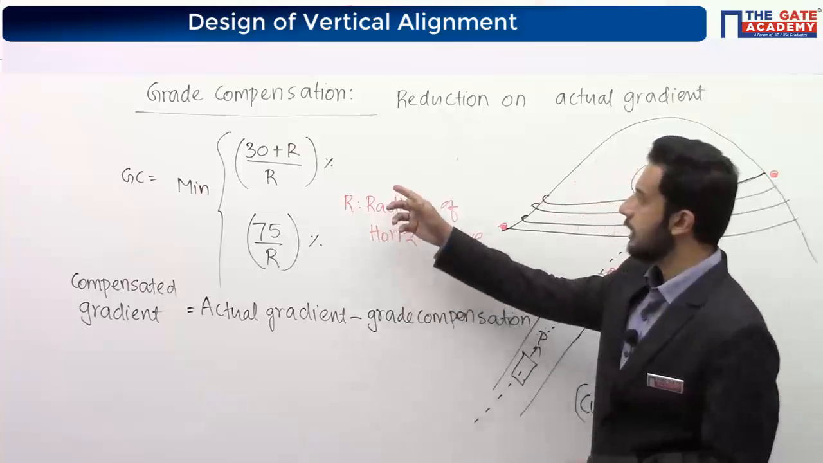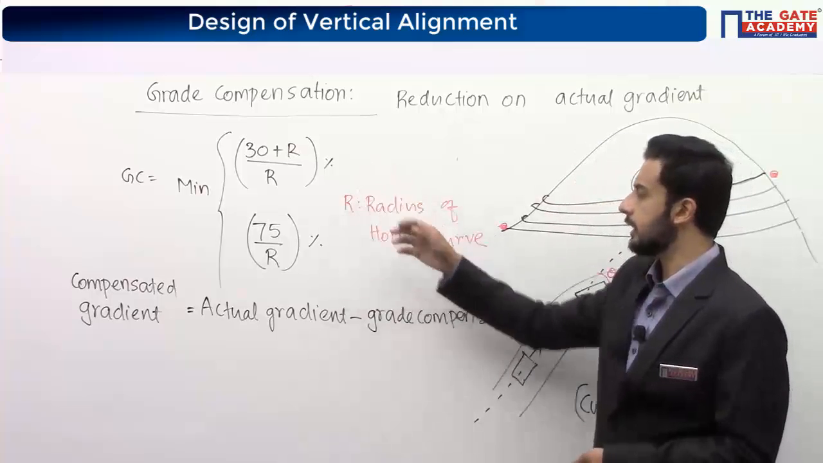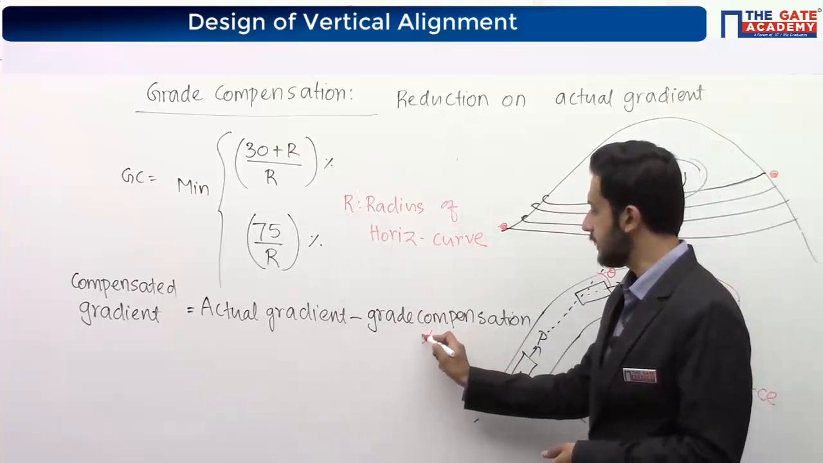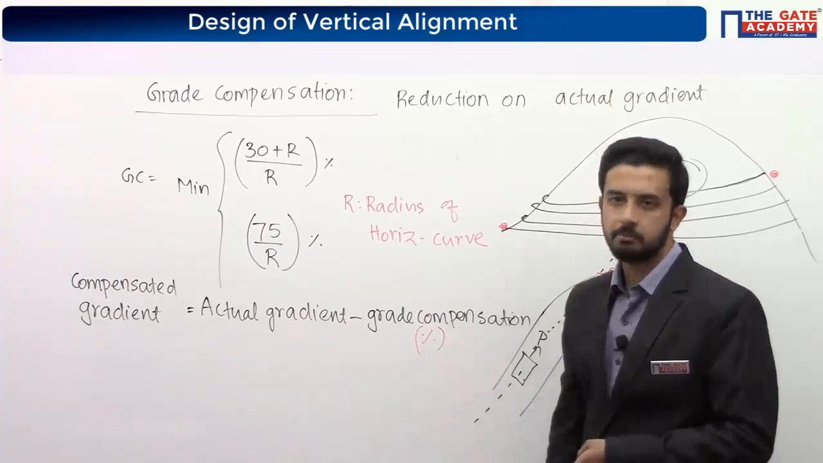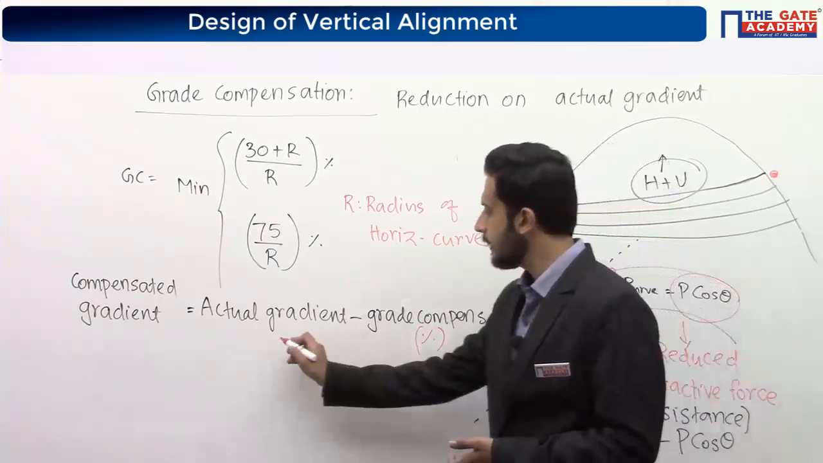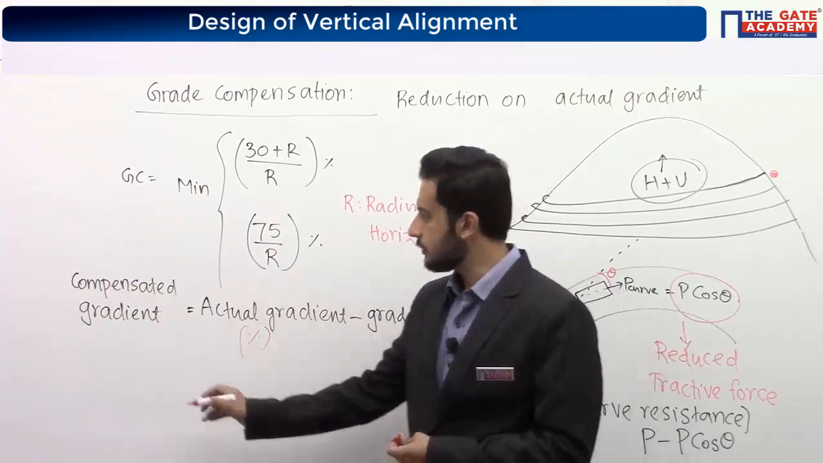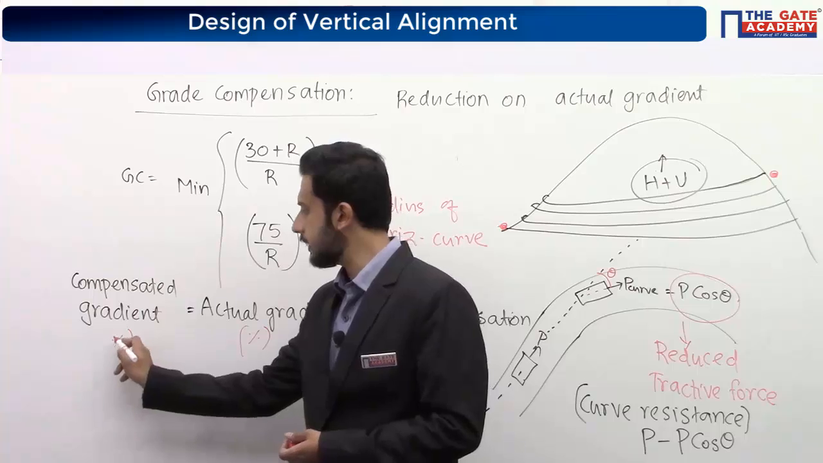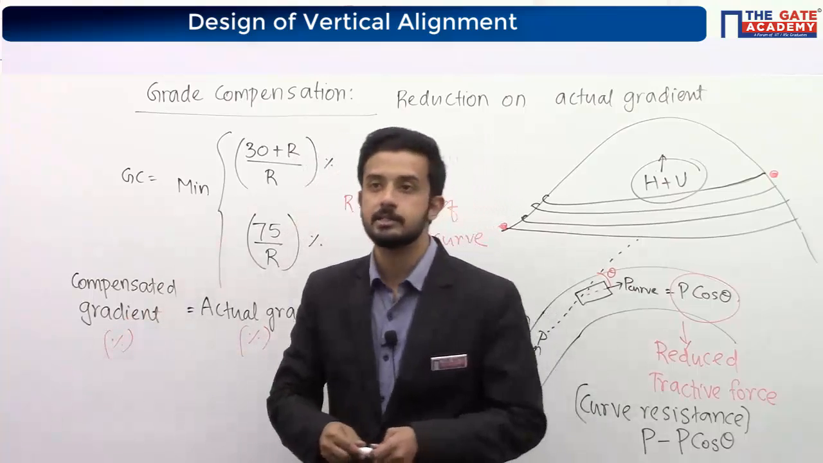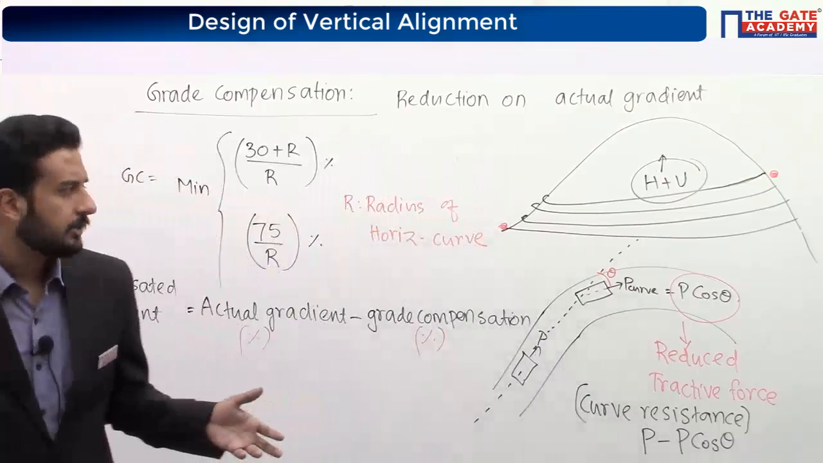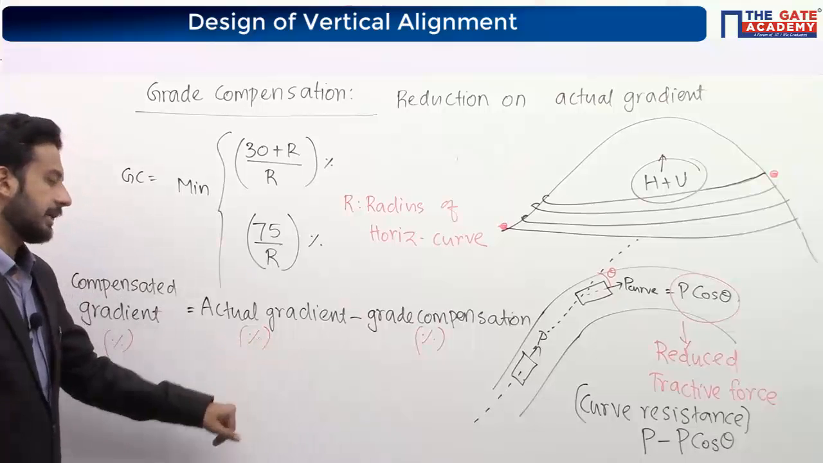I told you whatever we are getting for grade compensation is in percentage. Directly we are getting it in percentage, right? Which means the actual gradient also we may have to convert into percentage, so the compensated gradient also we may be getting in percentage. So properly we have to substitute and take the minus value.